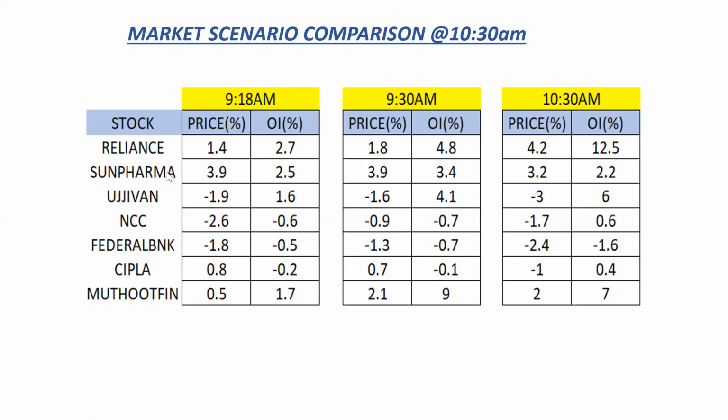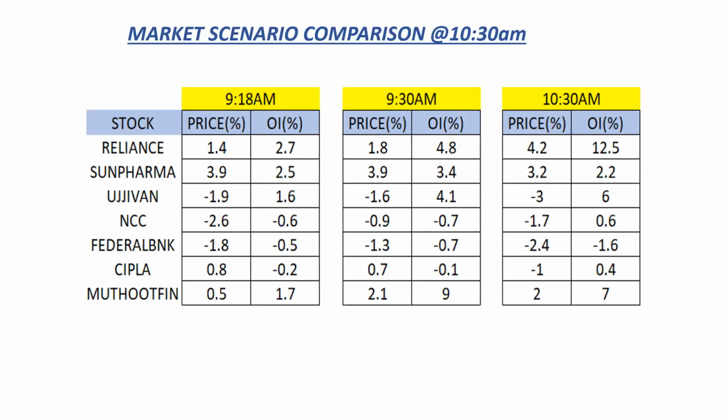If you see Ujjivan, like I said, it was negative 1.9%. Then OI was 1.6% at 9:30 a.m. It went down a little, recovered 1.6%, but OI increased. At 10:30 a.m. it went down another 1%, 1.5%, and OI also increased. So Ujjivan, again, I would have booked my profit in about an hour, between 9:18 and 9:30 a.m., and come out of my intraday trades.